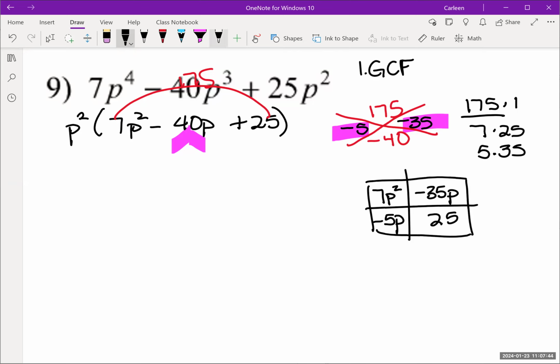Okay, so GCF. They both can be divided by 7p. 7p times p is 7p squared. 7p times negative 5. Negative 5 times negative 5 is 25. So we have p squared (7p minus 5)(p minus 5).